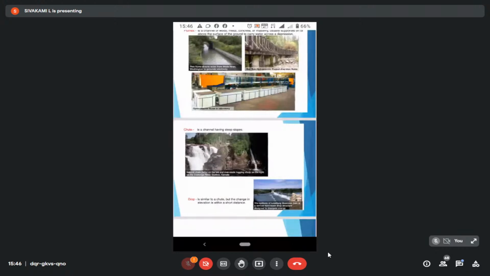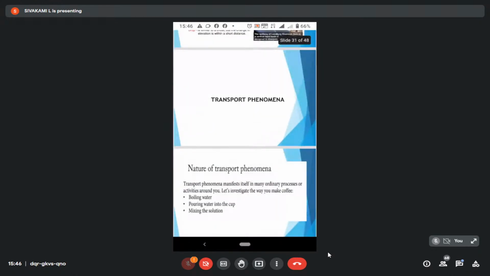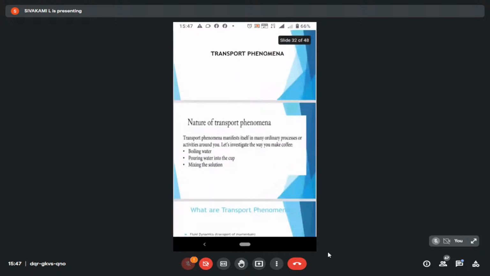So the next concept is the transport phenomena. Nature of the transport phenomena. The transport phenomena manifests itself in many ordinary processes or activities around you. For example, if you are preparing a coffee, the boiling water pouring into the cup, and then if you mix a solution, everything is based upon the temperature and its viscosity. So the heat usually transfers from the higher place to the lower place. Already we have studied this in our earlier classes.